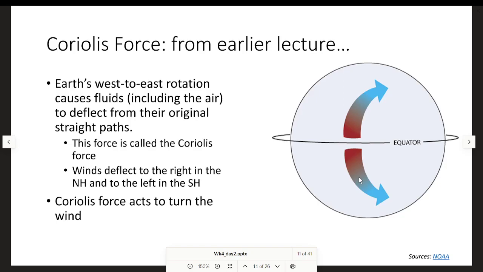Coriolis. Remember that the Coriolis will deflect winds to the right in the northern hemisphere and to the left in the southern hemisphere, and it acts to turn the wind. So it doesn't create the wind, it just turns it.